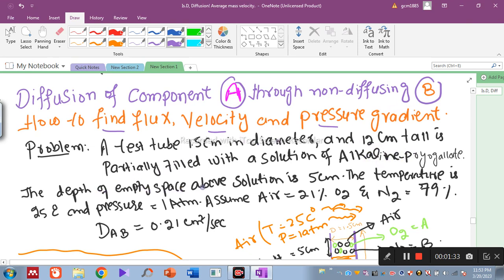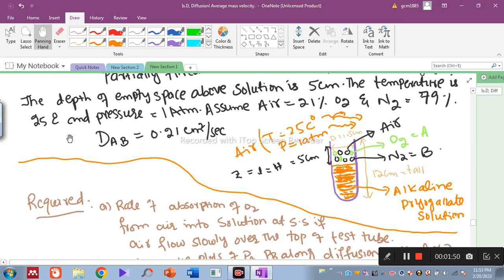The depth of empty space above the solution is 5 centimeter. The temperature and pressure of the system is 1 atm, and we assume that air consists of 21% oxygen and 79% nitrogen. The diffusivity of oxygen and nitrogen is given to us as 0.21 centimeter square per second.